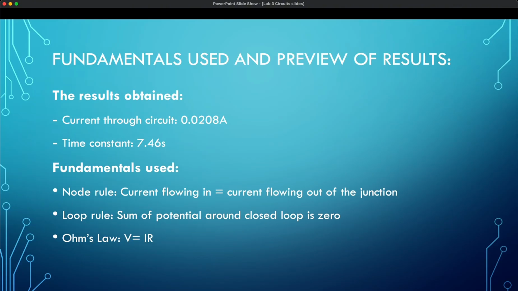The results obtained in this experiment are that the current through the circuit is 0.0208 amperes and the time constant is 7.46 seconds. The fundamentals used in this experiment are the node rule, which states current flowing in is equal to the current flowing out of the junction, and the loop rule, which states the sum of potential around a closed loop is 0. We also use Ohm's law, which states V equals IR.